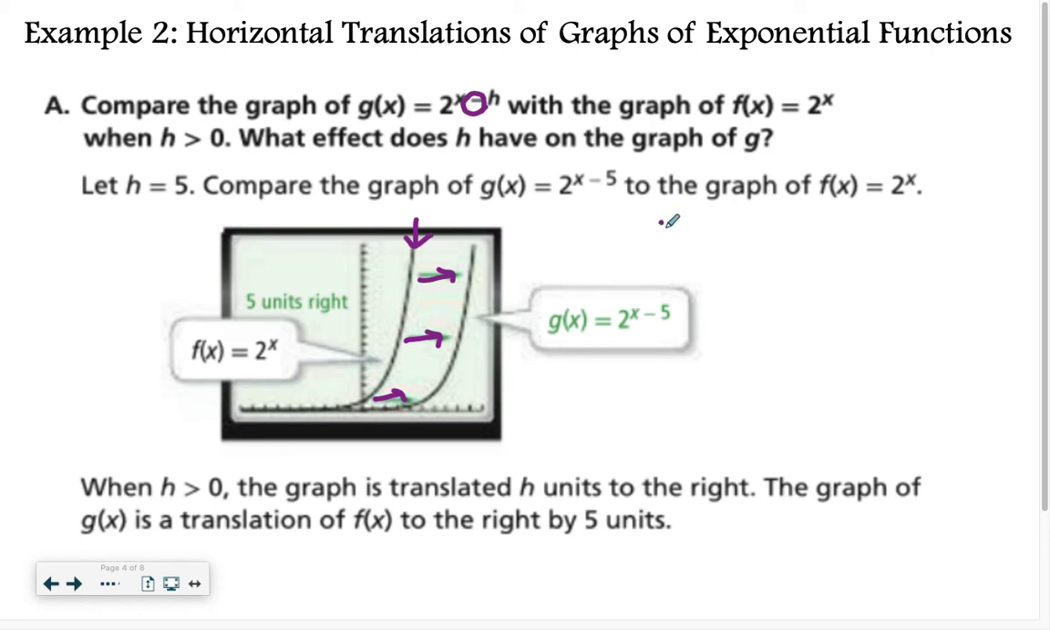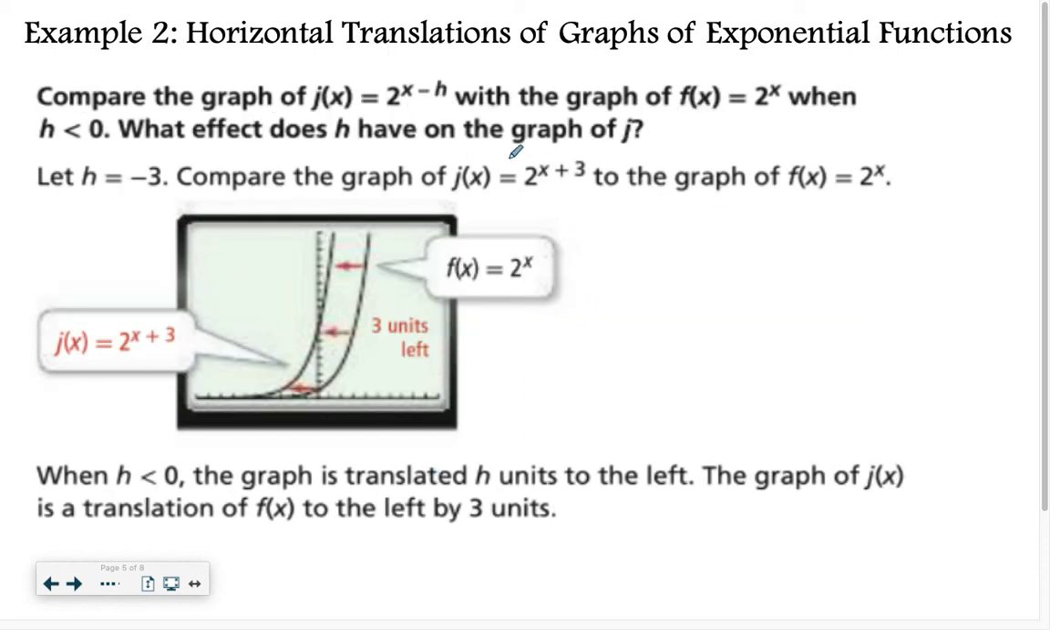If you plug a 5 in, it stays as x minus 5. If you plug a -5 in, you'd have x minus a -5, which becomes x plus 5. That's why a positive moves to the left and a negative moves to the right. Or sorry, a positive 5 means that you'd have x minus 5, and that's how you move to the right. So when h is greater than 0, the graph goes to the right.